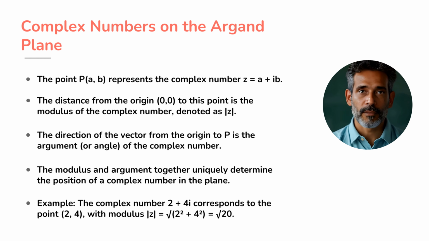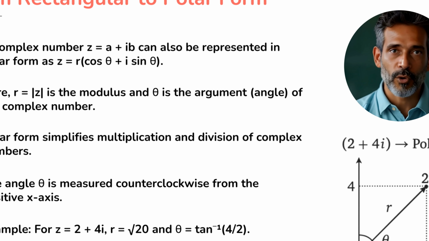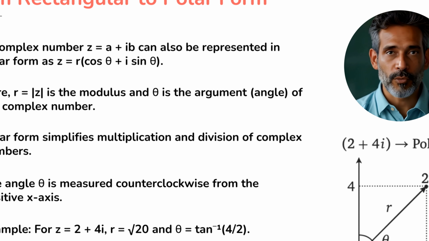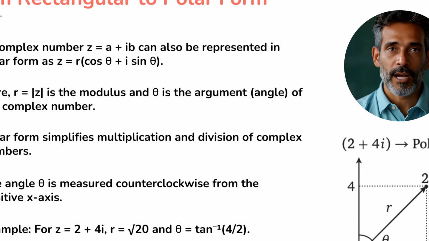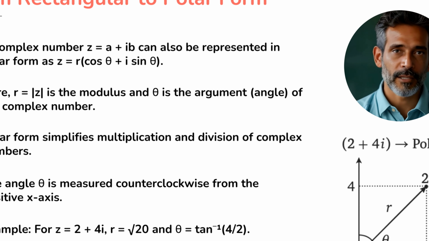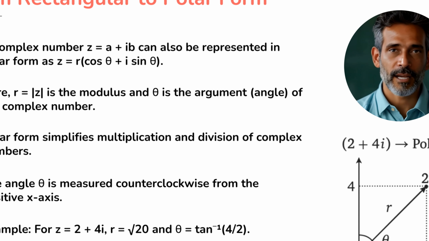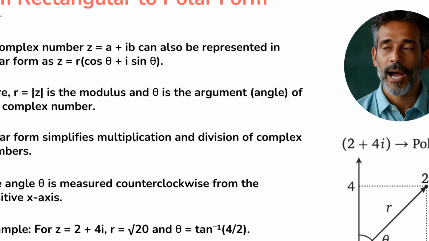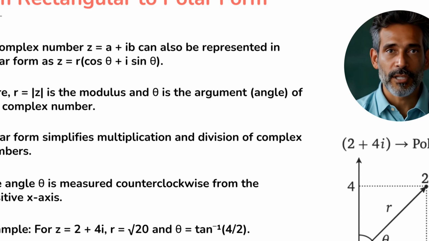A complex number z equals a plus iota b can also be written in what is called polar form. In polar form, z equals r times open bracket cosine theta plus iota sine theta close bracket. Here, r is the modulus, which is modulus z, and theta is the argument or angle of the complex number. This form is very helpful, especially for multiplication and division of complex numbers.